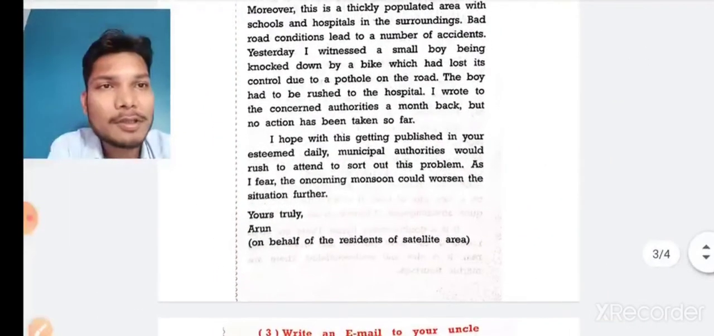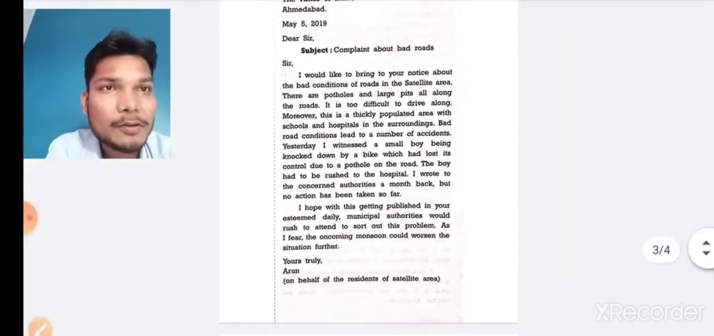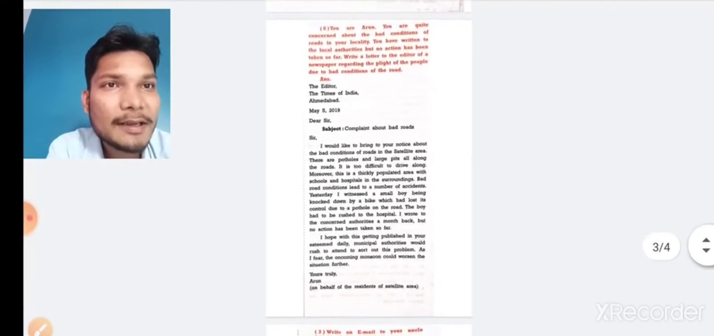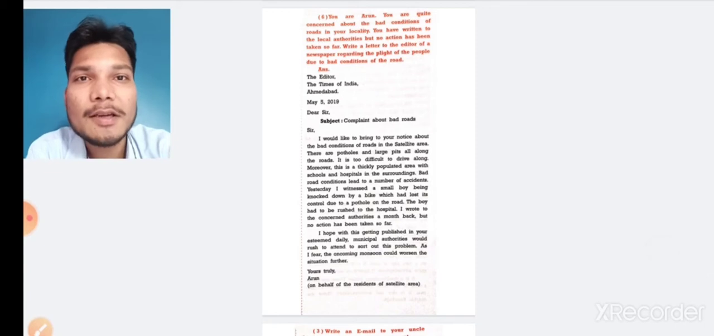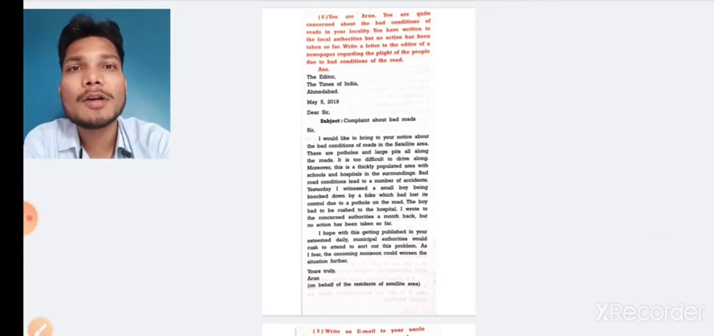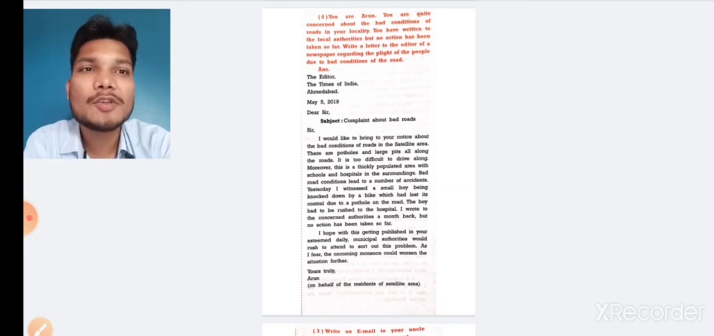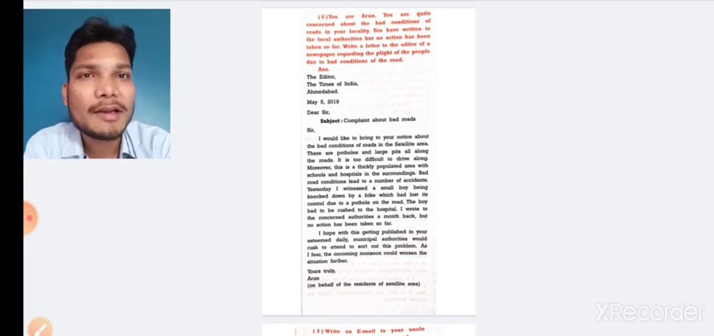So this is one example of a formal letter. Here also you can see the length, almost one page has been covered. So you will also have to cover at least one page. If you are able to write more, definitely you can write. So this is how you can write the letter.